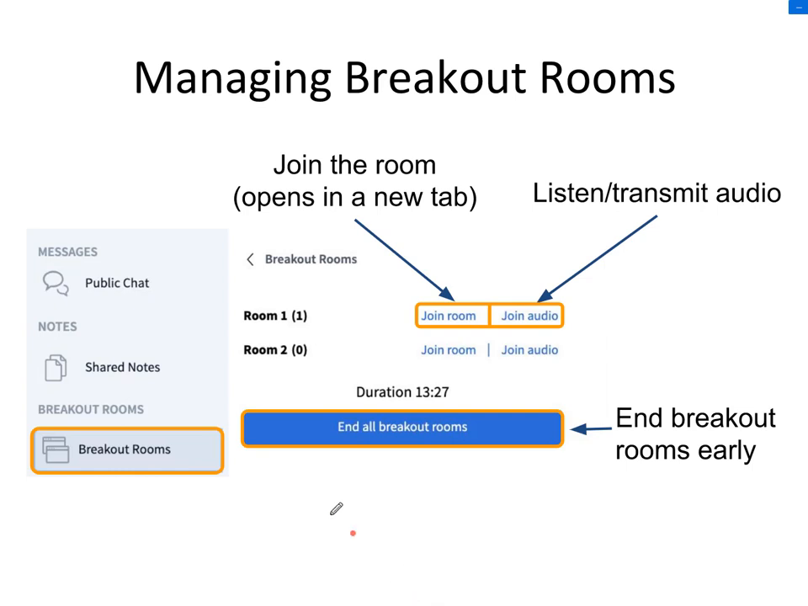So now as a moderator, you actually will see the list of users underneath here for each room, and you have 2 options. You can join the room full on, which basically is as if you were invited to it. It opens up in a new tab, you join the audio, or you can stay in the main room and just listen into the breakout room. So your audio channel will change into the audio for that breakout room.